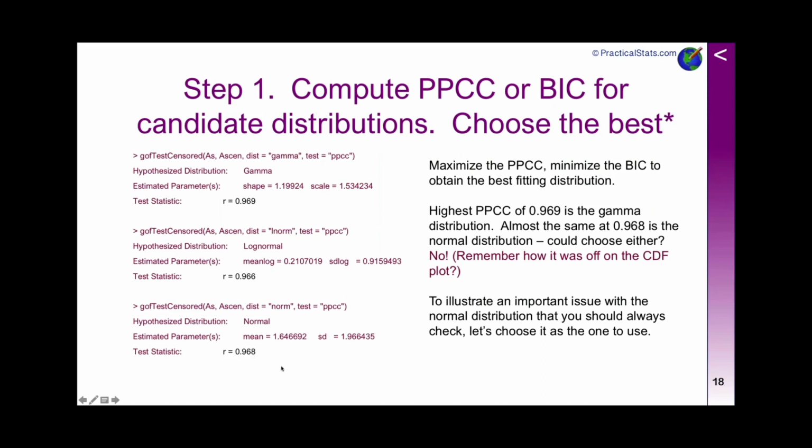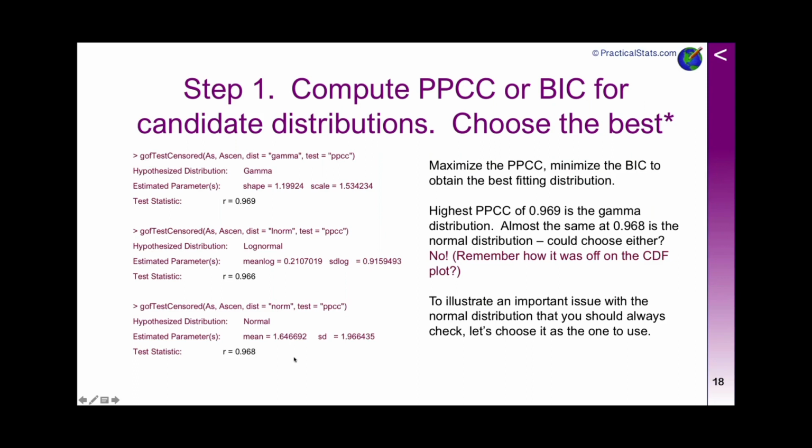I've seen this in a number of sets of data like this. So here, the best one would be the gamma, but the normal would appear to be just as good, 0.968 instead of 0.969 for this correlation coefficient. So I've put a star up here to say choose the best. You would not just choose the highest or the second highest or whatever PPCC if one of those is a normal. So what should you do?